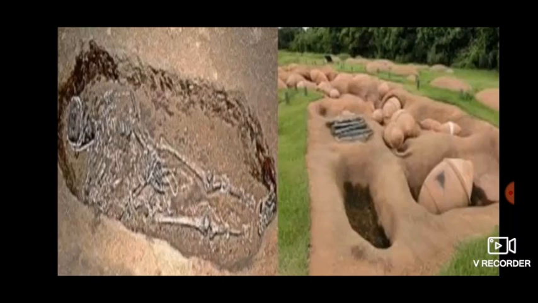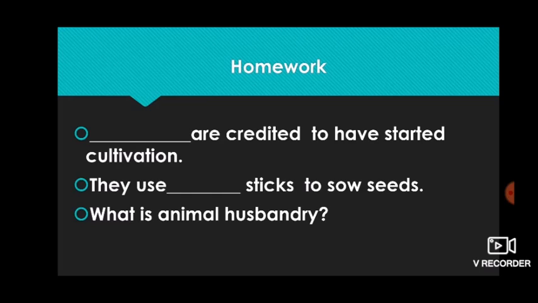Okay, so here we end the chapter. Your homework is: for the first one, dash is accredited to have started cultivation. Second, they used dash sticks to sow seeds. And the last is, what is animal husbandry?